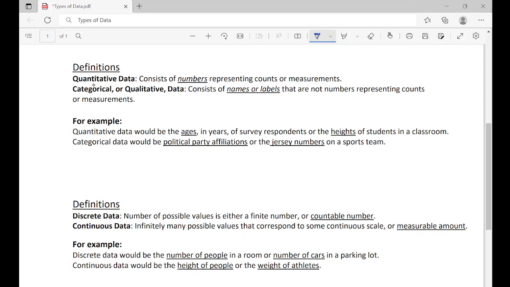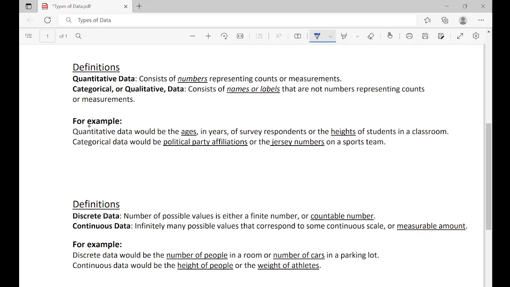Next, we have quantitative data, and this just consists of numbers representing counts or measurements. And then we have categorical or qualitative data, and this just consists of names or labels that are not numbers representing counts or measurements. So again, what does that mean?